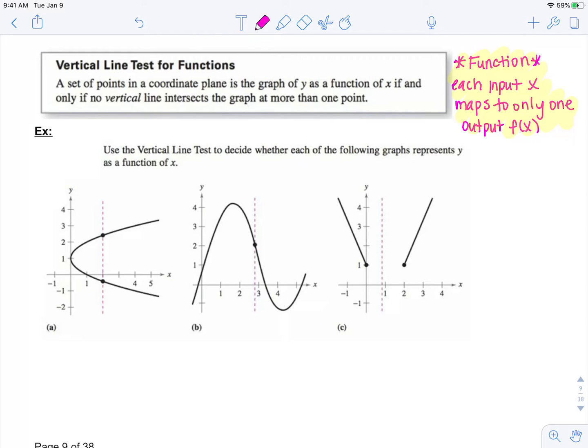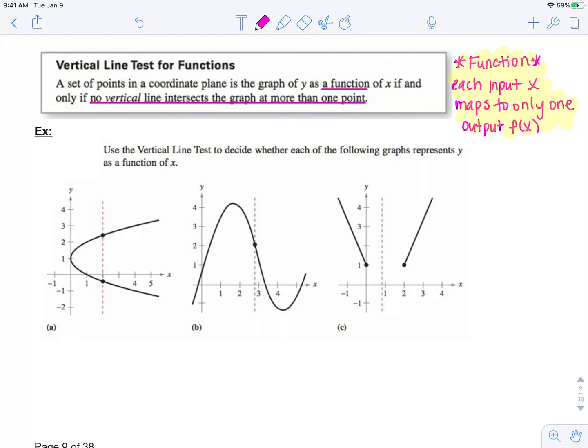So we can conclude that it is a function if and only if no vertical line intersects the graph at more than one point. But what does that even mean, right? So let's look at these examples below to see why this vertical line test is helpful.